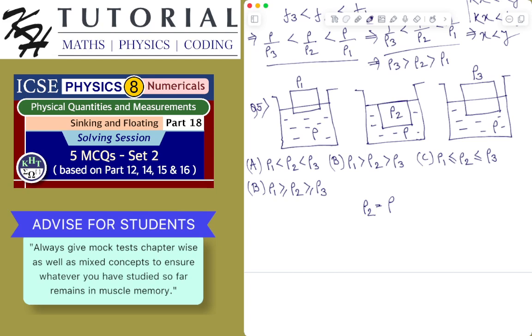For the first figure, we can see that also in this figure, the volume of all the three bodies is the same. This is also a fact, part of the problem. The volume of all the bodies is the same.